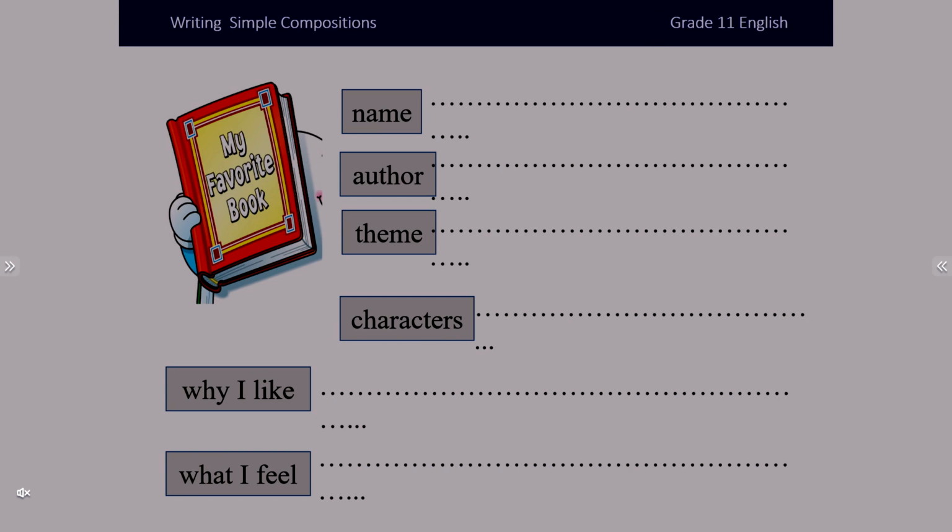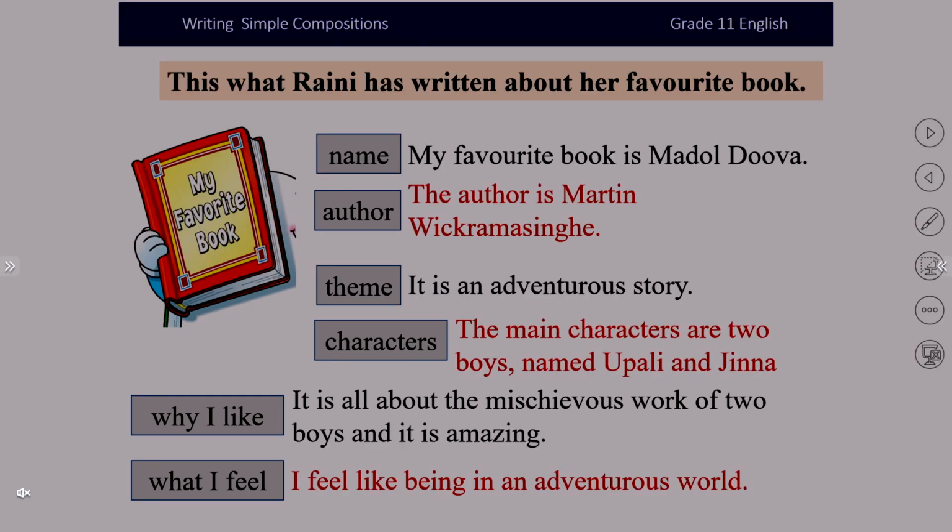Let me show what I am going to write. Okay, so this is actually from one of my students and she's Raini. She has written about her favorite book, so I just borrowed it to show you. Right, so the favorite book is Model Doer. Raini likes Model Doer. Okay, you know that this is a very famous story, a Sri Lankan story. Who wrote it? Martin Wickramasinghe is the author. Right. So that is enough for our introduction.